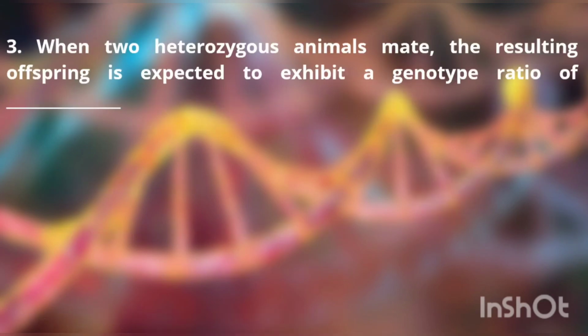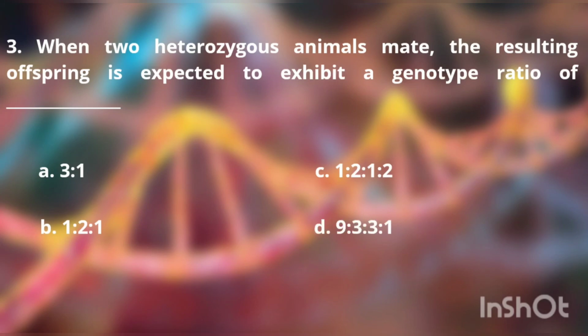Number 3. When two heterozygous animals mate, the resulting offspring is expected to exhibit a genotype ratio of A. 3:1, B. 1:2:1, letter C. 1:2:1:2, Letter D, 9:3:3:1.